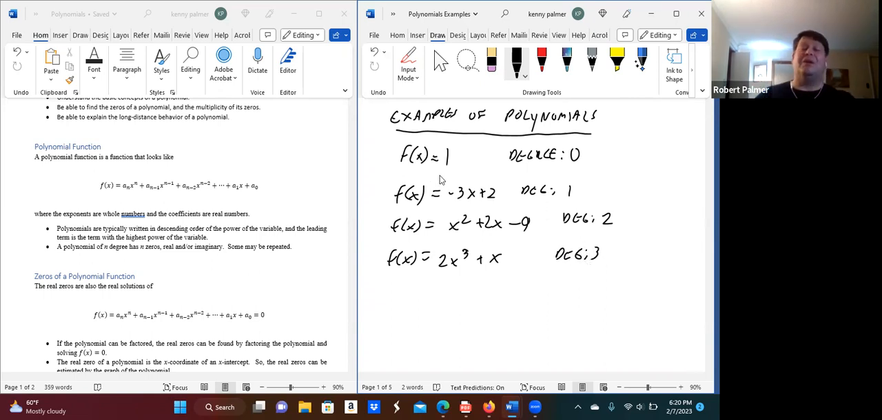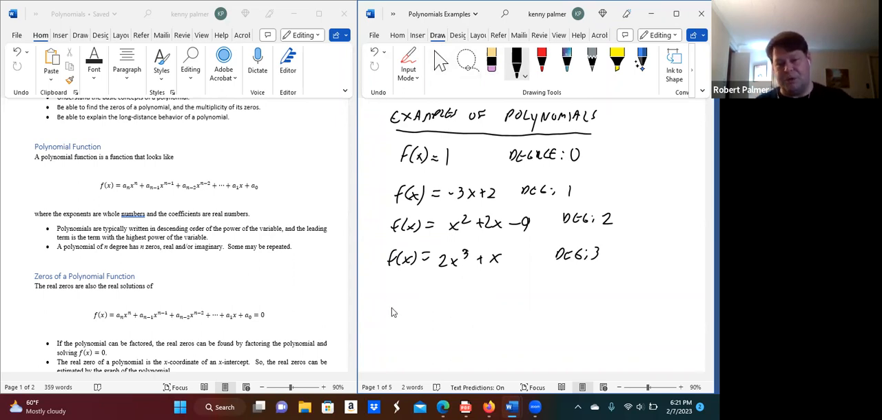Let's talk about leading terms. The leading term of the linear one is the highest power of x, negative 3x. This one has a degree of 1, since the highest power of x is 1. This one has a degree of 2, since the highest power of x is 2, and its leading term is x squared. This one, once again, has a degree of 3, since the highest power of x is 3, and its leading term is 2x cubed. And so forth. You can have as high a power of x as you want, as long as they're all whole numbers.